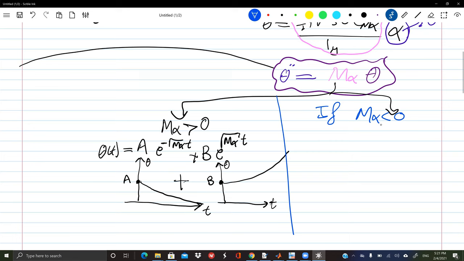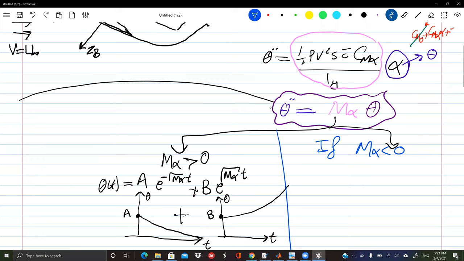And so likewise, if M alpha is negative, it means that CM alpha was negative. And we know that this is stable, at least it will not blow up. So let's get it from mathematics. I have this purple equation, and this number is negative, negative 3, negative 2.